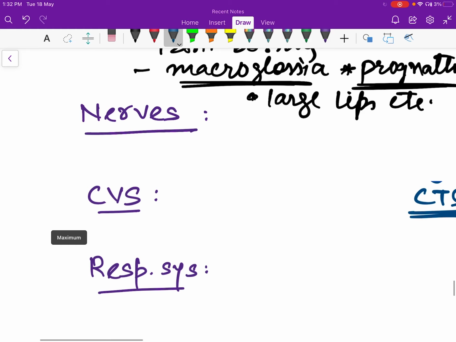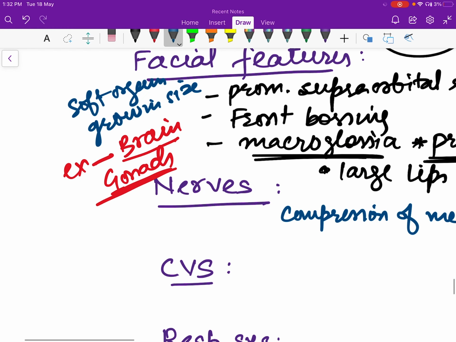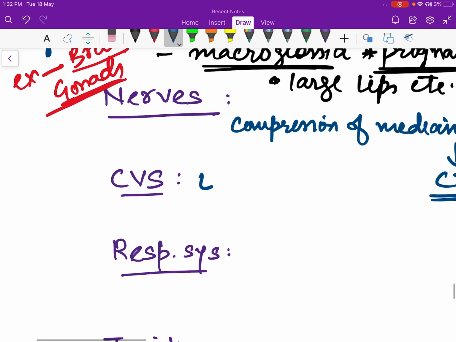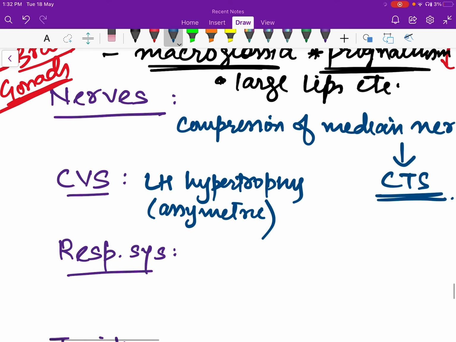In the cardiovascular system, because it causes growth of soft organs, it can cause left ventricular hypertrophy, asymmetric left ventricular hypertrophy, which can eventually result in what's called diastolic failure.